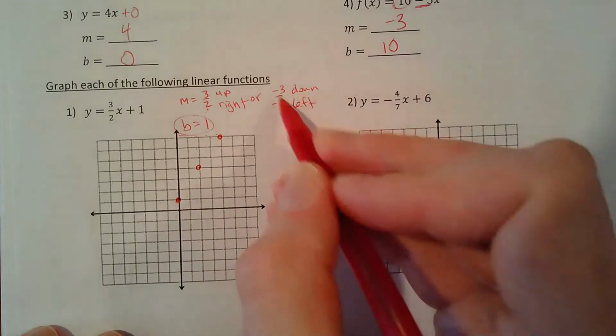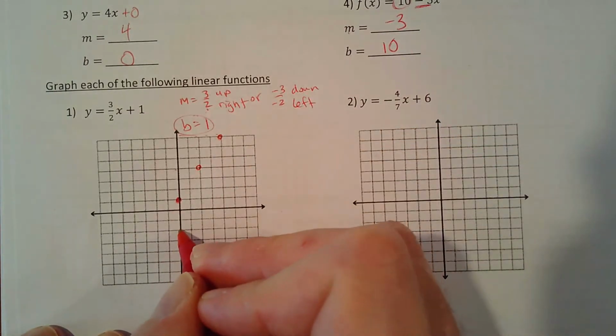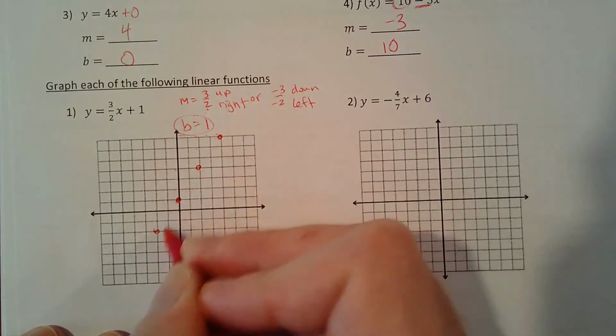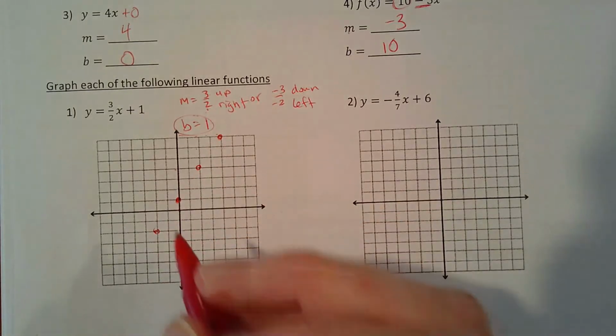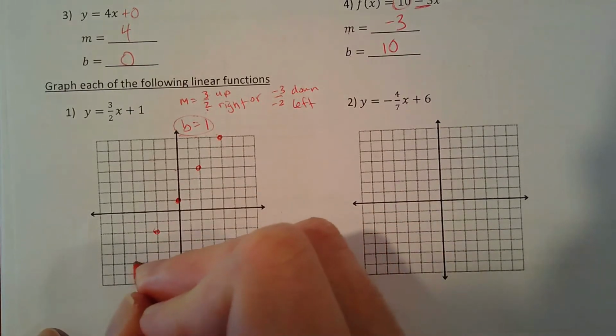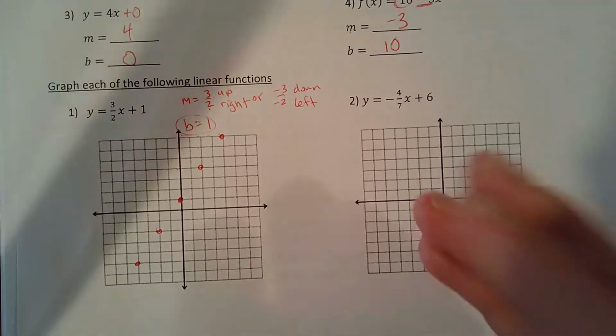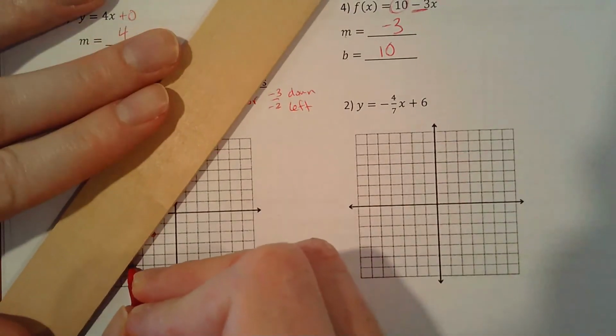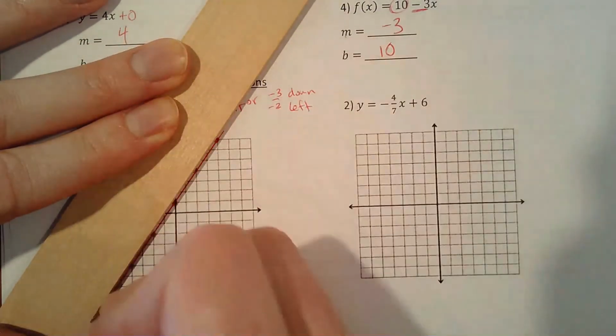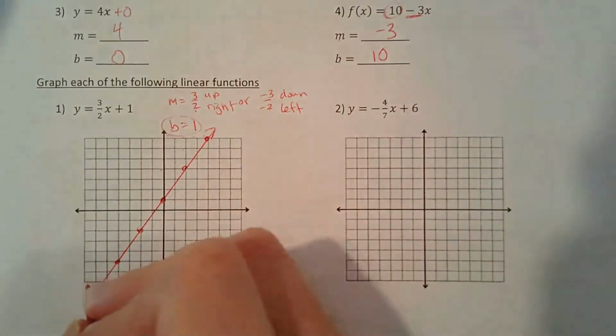I could also go down 3, left 2. So down 3, left 2. If you notice, I'm on the same line. I'm continuing the same pattern. Okay, so down 3, left 2. Okay, and then I need to connect those. Okay, and slap some arrows on the end.